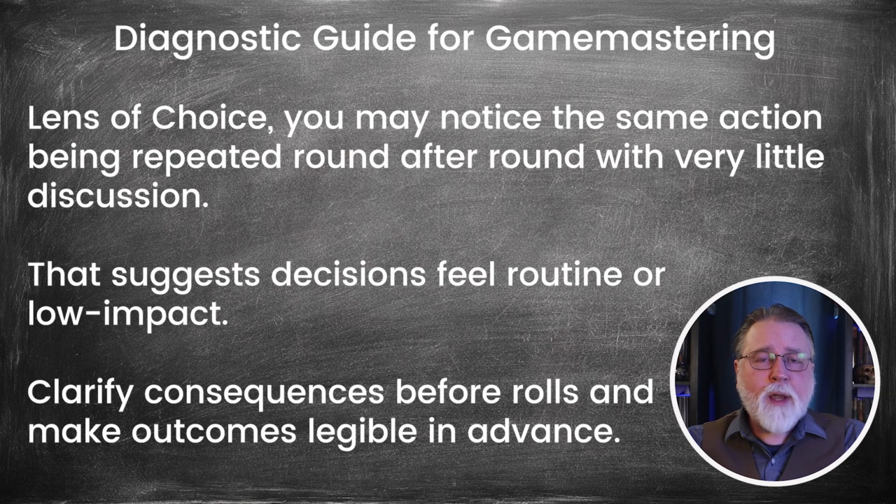Through the lens of choice, you may notice the same action being repeated round after round with very little discussion. That suggests decisions feel routine or low impact. A useful adjustment is to clarify consequences before rolls and make outcomes legible in advance so players understand how different choices will change the situation.